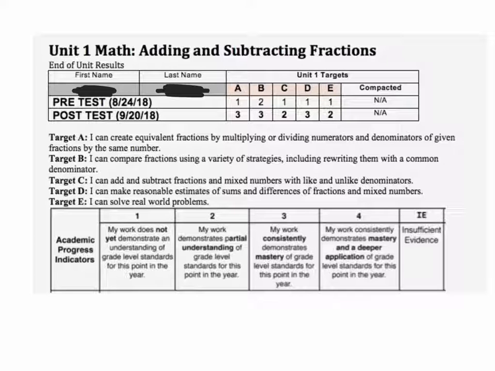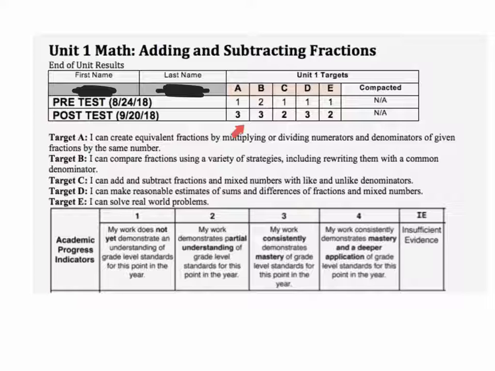So first of all, I've crossed out the student's name, but the students all took a pre-test on the 24th of August, and these were their scores for the pre-test. So that was before any instruction. We don't do a pre-test for compacted. The post test is the test that they just took on Thursday, and those are the scores that actually would count for the report card.